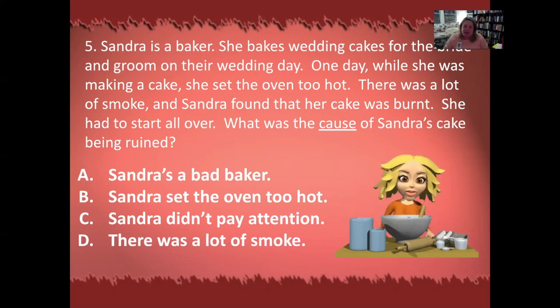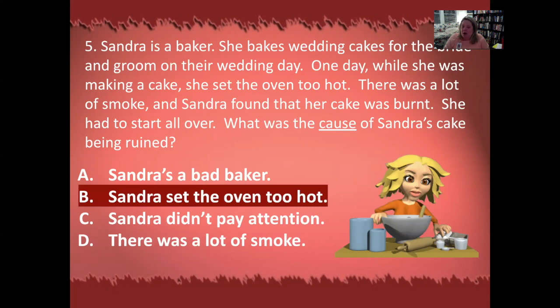Sandra was a bad baker. Sandra set the oven too hot. Sandra didn't pay attention, or there was a lot of smoke. Well, there was a lot of smoke, but that is not the cause of Sandra's cake being ruined. Sandra's cake was ruined because she set the oven too hot.